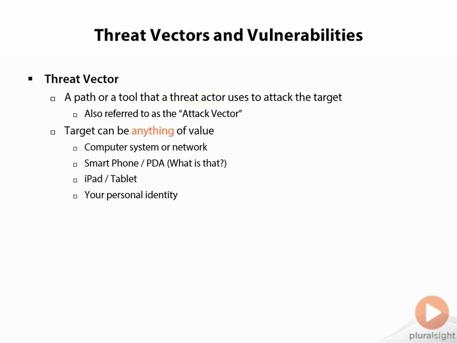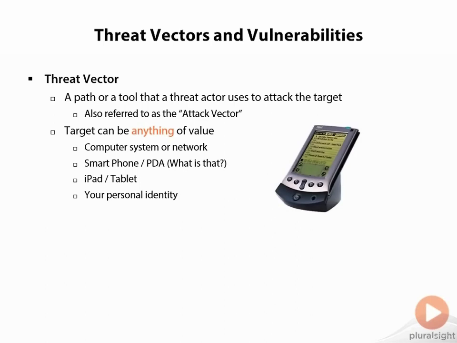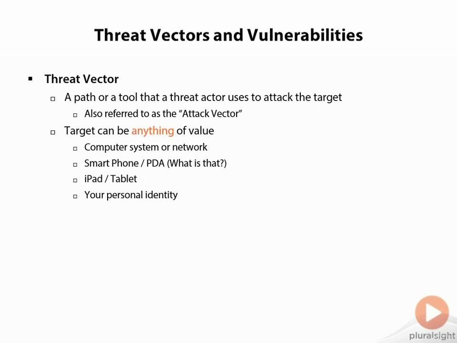So a target can be anything of value. It can be a computer system or a network. It can be a smartphone or a PDA. Of course, what's a PDA? I haven't used that term in years, but if you want a history lesson, you can look that up and get a little peek into the past. An iPad or a tablet, things along those lines. It could also be things like your personal identity. Okay, identity theft is an asset, obviously. So if someone can steal your identity and then either sell that or create fake credit cards or what have you, all of these things are potential targets for a hacker.